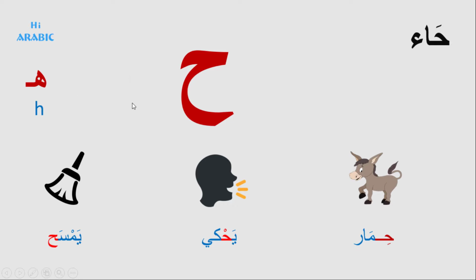Okay, now I will compare the two sounds, so listen carefully. This sound is ha, this sound is ha. This is the normal one in English, ha, while this sound is ha, ha. Okay, so now I'll repeat the words with the two sounds and you just compare. Okay, so himar, himar. Yahki, yahki. Yamsah, yamsah.